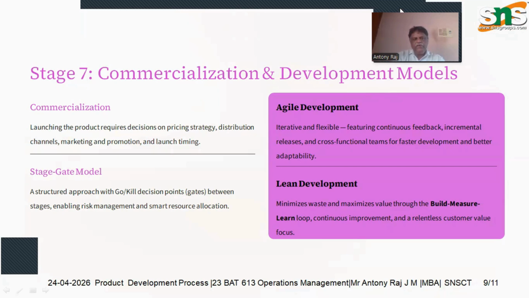And then we have a concept called the stage gate model, where there is a gate. If you know, a gate allows and it also blocks. The same concept is applied here. At particular stage gates, we decide what features should be allowed and what features should be stopped, so that this enables good risk management and smart resource allocation. And as we discussed in the last discussions, agile development and lean development are also part of the development models.